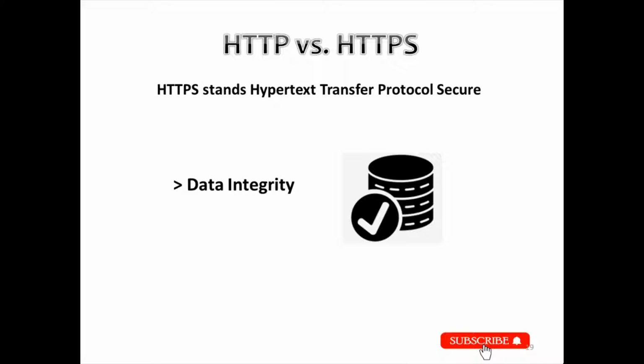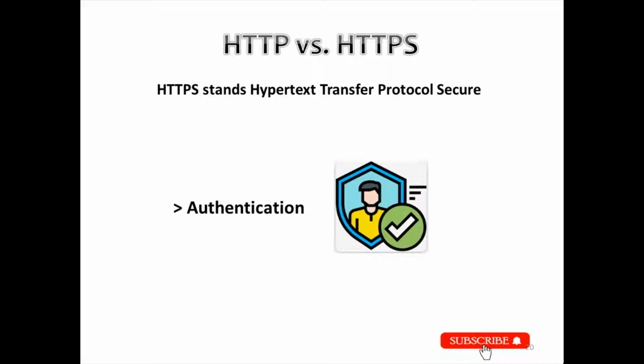Another one we have is authentication. HTTPS employs digital certificates to verify the identity of the website server. These certificates are issued by trusted Certificate Authorities, which we call CAs. When you connect to a website over HTTPS, your browser checks the server certificate to ensure that you are indeed communicating with the legitimate website and not a malicious imposter. This helps protect against phishing attacks.